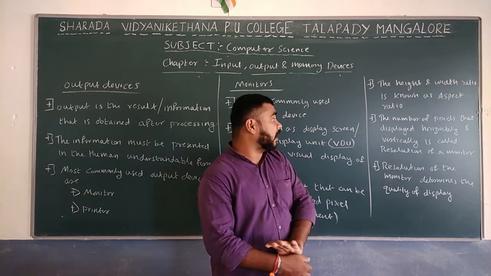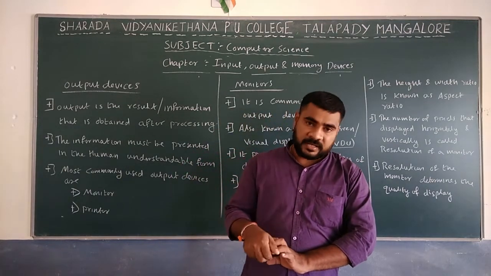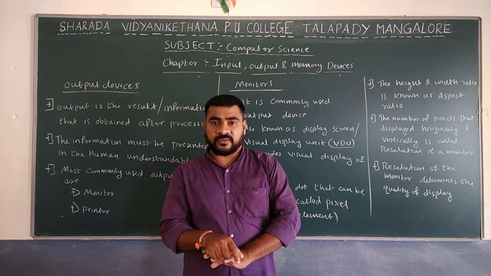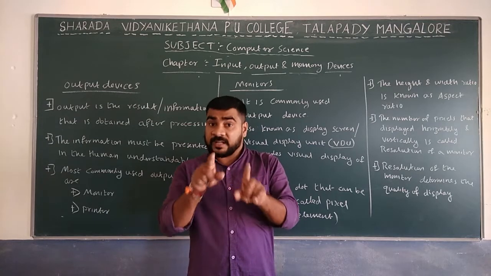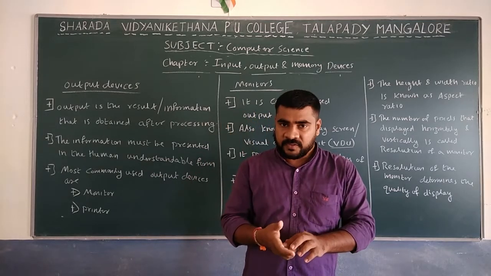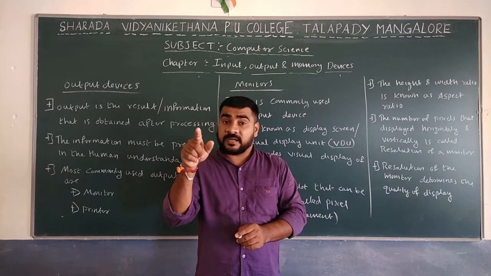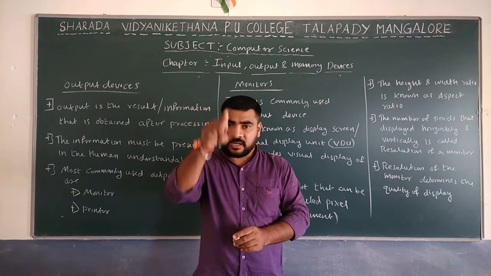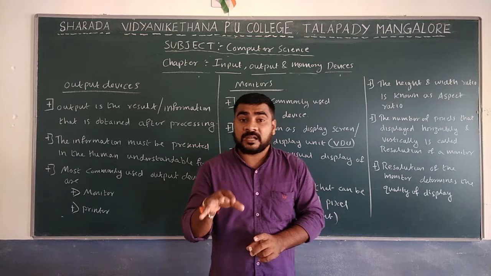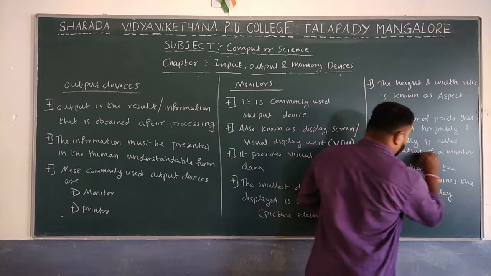The next one is the number of pixels that can be displayed horizontally and vertically. Take a 1 inch screen, not 1 meter, 1 inch or 1 centimeter, and count the number of dots displayed horizontally and vertically. How many dots, how many pixels are present? That is known as the resolution of the monitor.